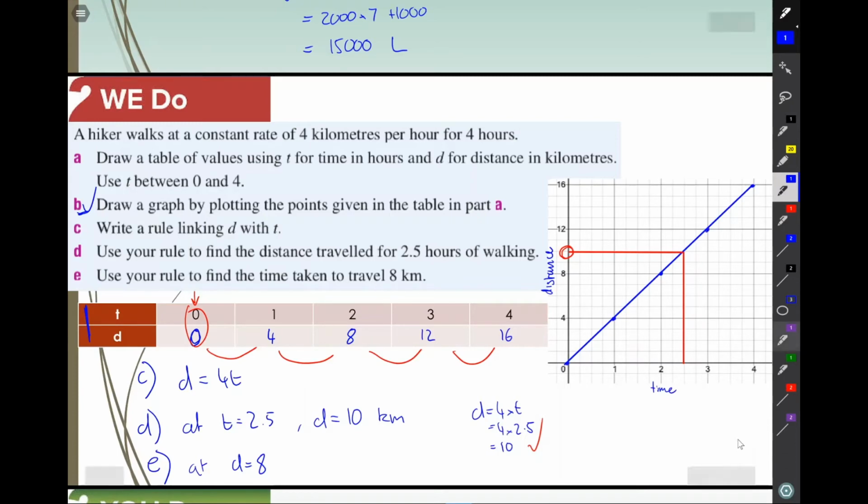So let's use the graph now to find how long it takes to travel 8 kilometres. We go across from 8, down, and we see that it takes 2 hours. So at d equals 8, t should equal 2.